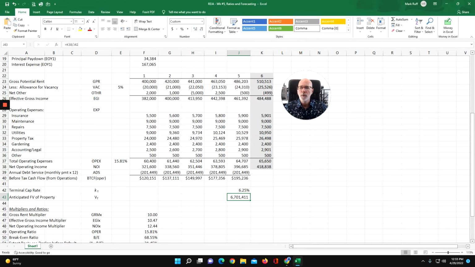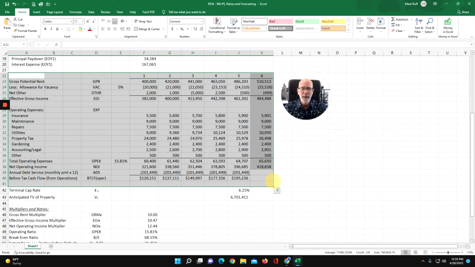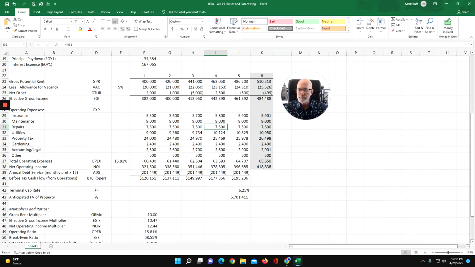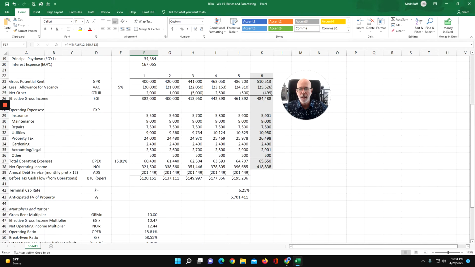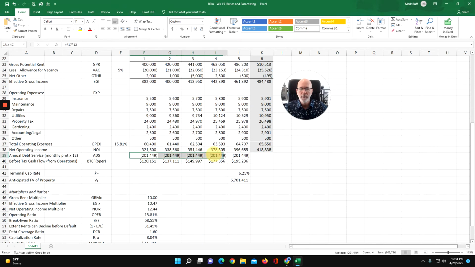Okay? So we've done all the reconstructed operating statement. We've already done that. Then what do we know? Well, we know that the net operating income is all of this. We know then that the annual debt service, which is our monthly payment times 12, we just plug this here into all 5 of these operating years. And then the net operating income less the annual debt service equals our before tax cash flow.